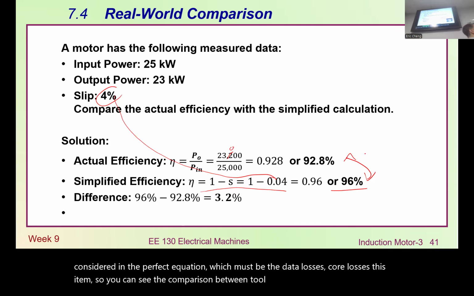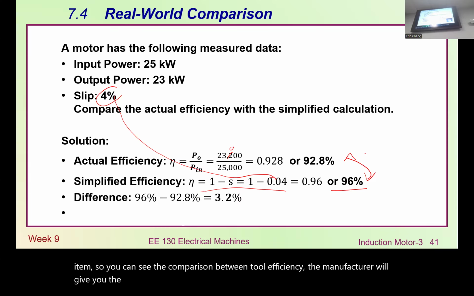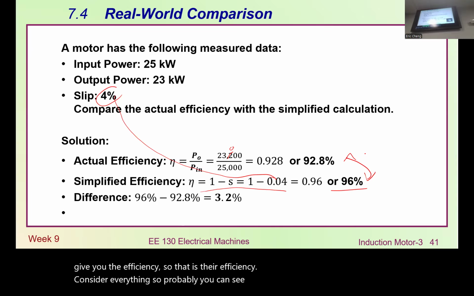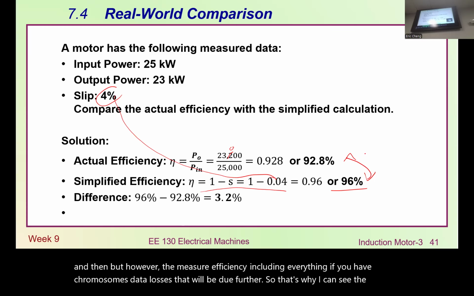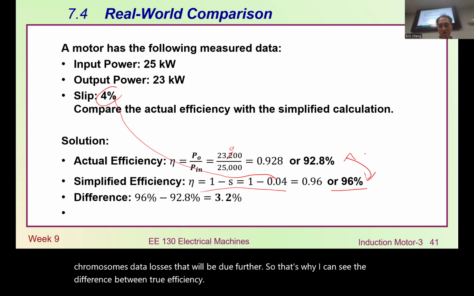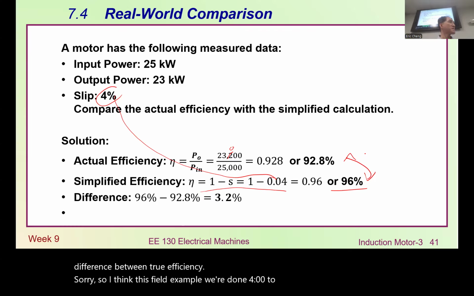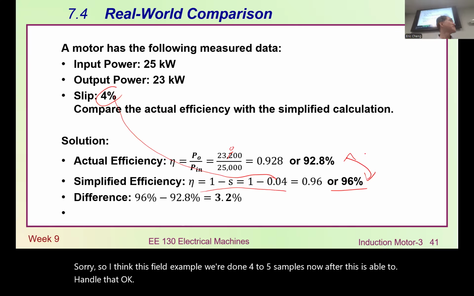The manufacturer will give you their efficiency. So that is their efficiency considering everything. So probably you can see here, the ideal efficiency will be 96%, but the measured efficiency, including everything, will have core losses and other losses, so it will be lower. So that's how you can see the difference between the efficiencies. All right. So I think with these examples, we've done 4 to 5 examples. Now after this, you should be able to handle that. Okay. You got that?